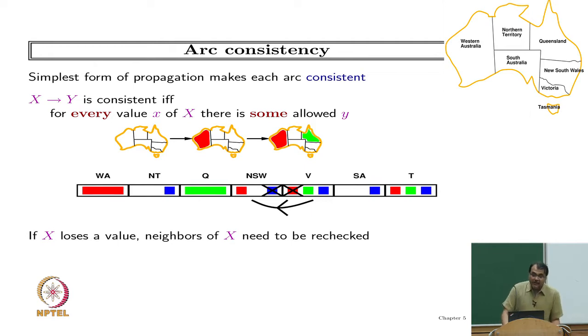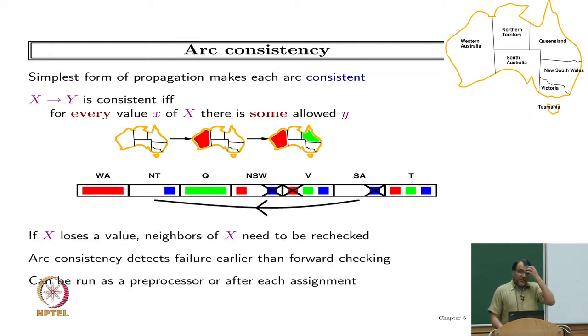And this keeps going. So, basically at some point we will check the arc South Australia, the Northern Territory, we will realize that, oh, for South Australia blue, we do not have a value for Northern Territory, we remove South Australia blue. As soon as we remove South Australia blue, South Australia has no values possible, we have detected failure, we will backtrack.